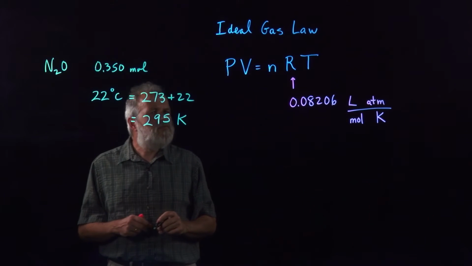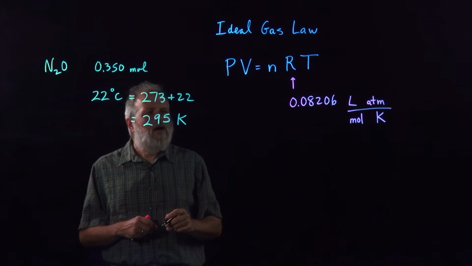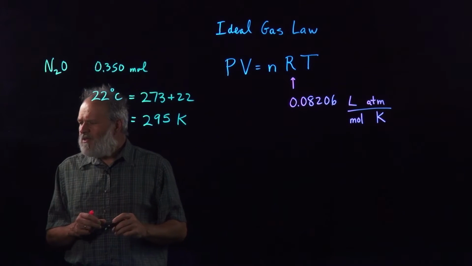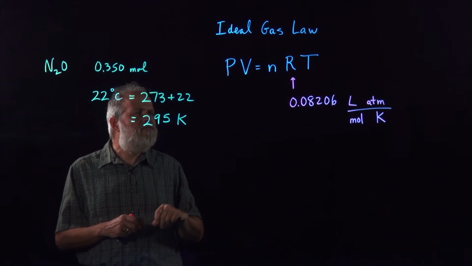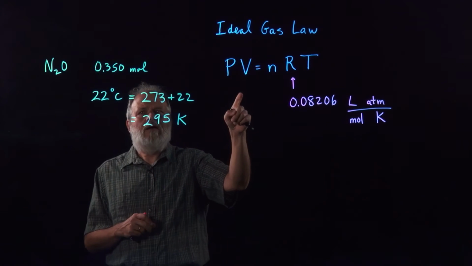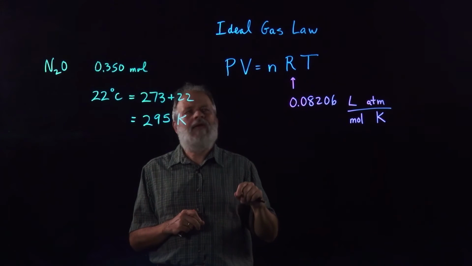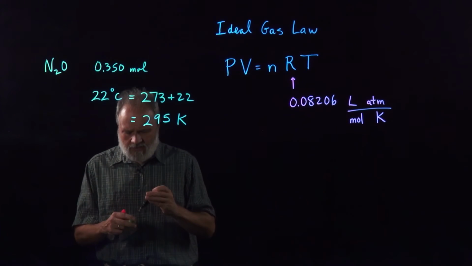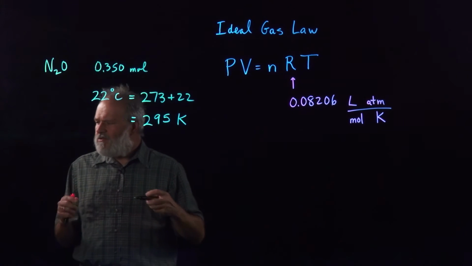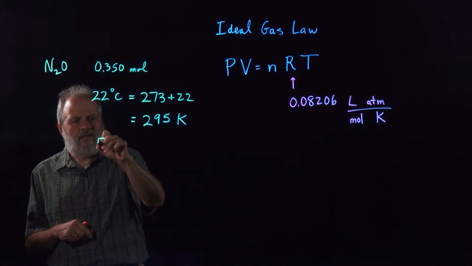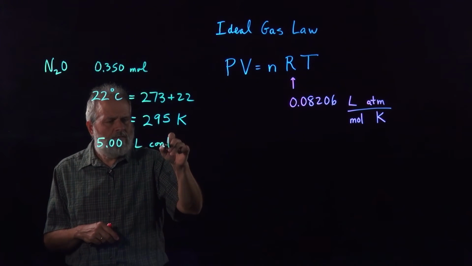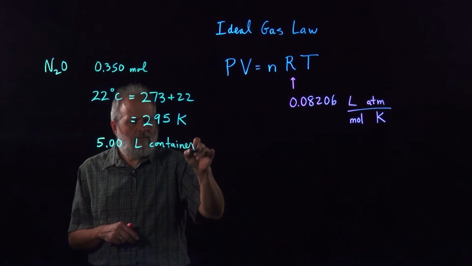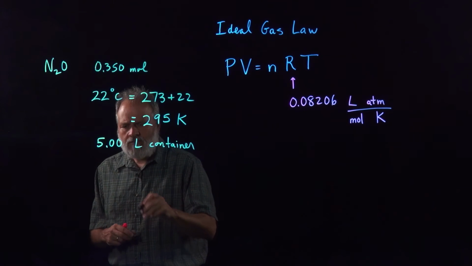All right, and what else are we going to need? Let's see. We're going to be solving for the pressure, so this is the thing we're going to solve for. So we need a volume, and that's pretty much it. So the last thing we need to know is the volume. It's a 5 liter container. And so what is the pressure?